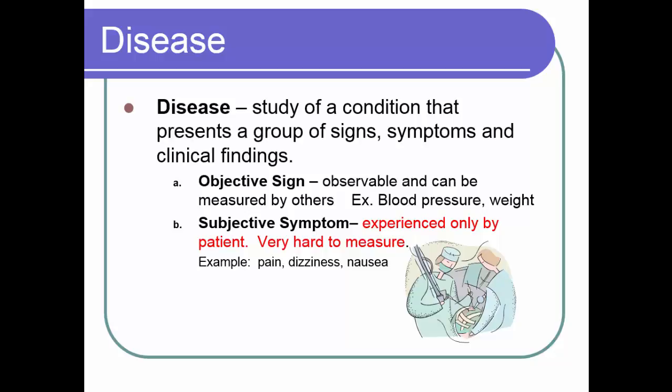Dizziness and nausea are also subjective symptoms. We don't necessarily have anything that we can hook the patient up to or measure. Those are symptoms that are only experienced by the patient. They can only report them to us. We can't objectively observe them.